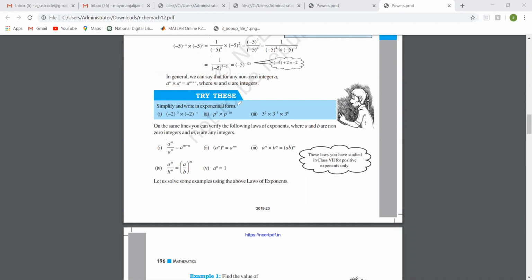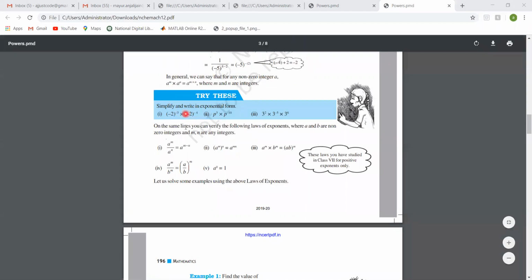So simplify and write in exponential form. You will do this question. You will simplify them.